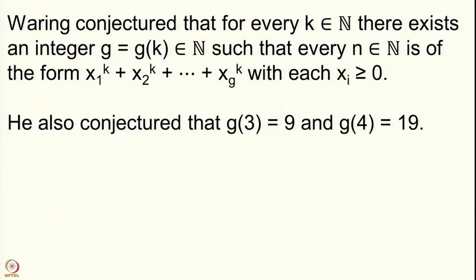This was stated in 1770 by Waring, and again about 130 years later this was proved. Waring also conjectured that the number g3 is 9. So, he said that you need 9 cubes. g3 is 9 has two statements in it. It means that for every n, 9 cubes are sufficient. And moreover, that there is a number which requires 9 cubes.